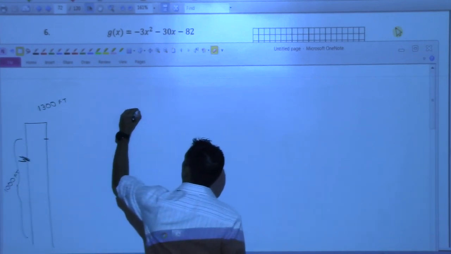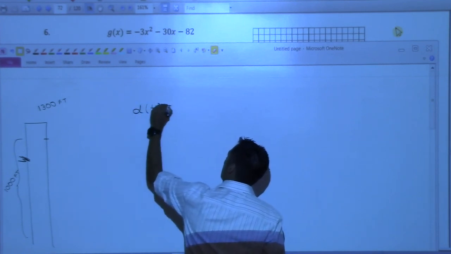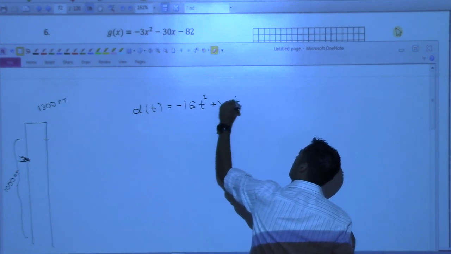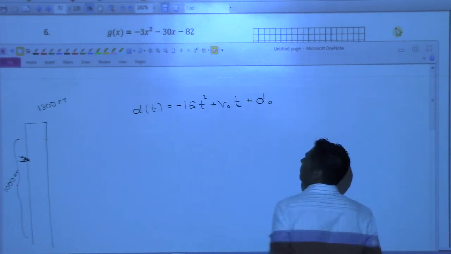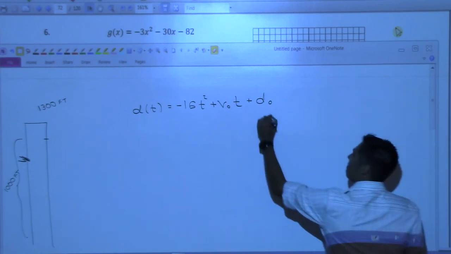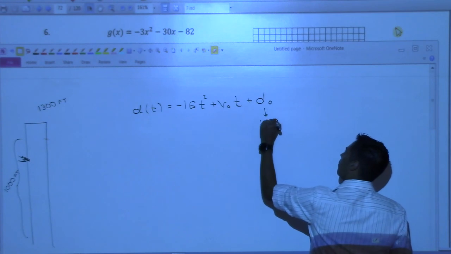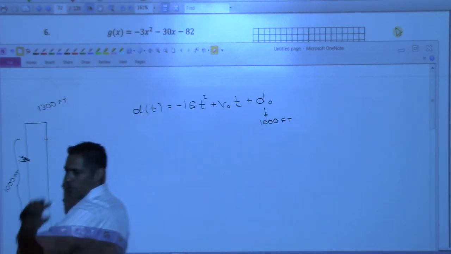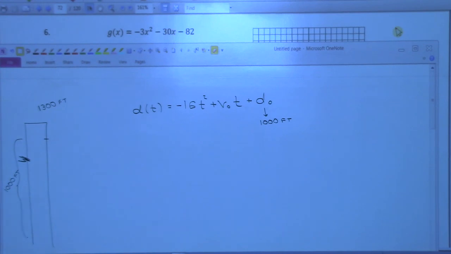All right, so what we have is this formula. d of t is negative 16 t squared plus v naught t plus d naught, right? So what do we know here? d naught is what? 1,000 feet, right? This is not quite the top of the building. It's out one of the floors towards the top. Each floor is about 20 feet, so we're assuming they're down a little bit here.